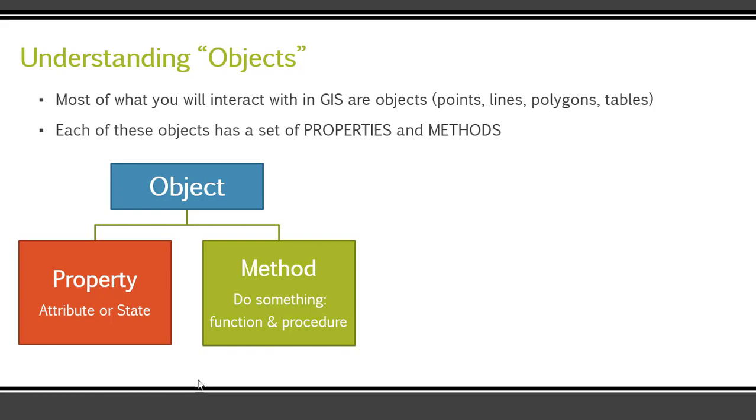Each of these objects has a set of properties, things that describe them, and a set of methods. And those are the things that are doing. That's like the verbs. So the properties are like your adjectives, and the methods are your verbs. So you're describing it, and then you're trying to do something with it.